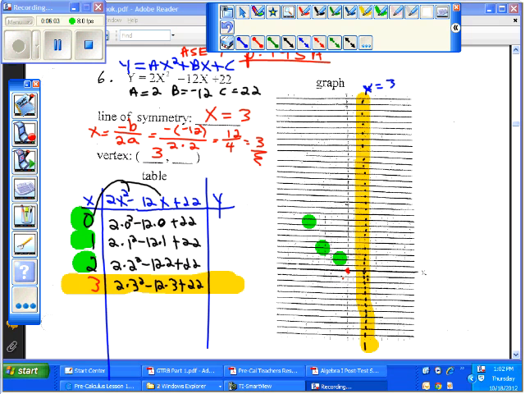All right. So 0 squared is 0, times 2 is 0, minus 12 times 0 is 0, plus 22 is 22. So I have the point (0, 22). I made a mistake.